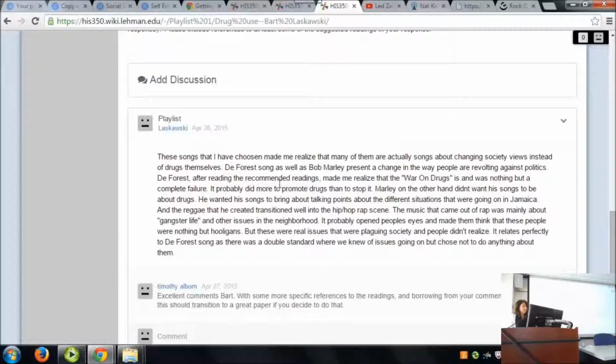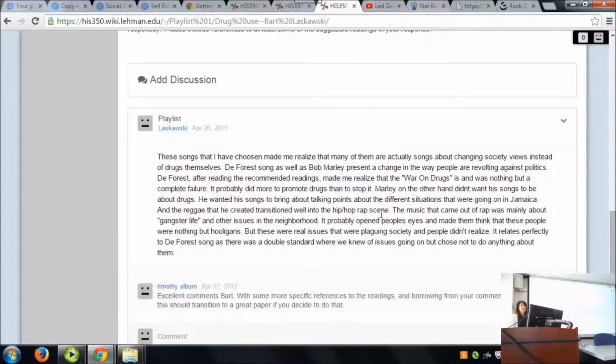So it says, after reading the recommended readings, it made me realize the war on drugs is and was nothing but a complete failure, which Tim actually argued with him about at some point, to say that when you use something that's so definitive like that, it probably did more to promote drugs than to stop it. Marley, on the other hand, didn't want his songs to be about drugs. He wanted his songs to bring about talking points, different situations that were going on in Jamaica. And the reggae that he created transitioned well into the hip-hop rap scene.